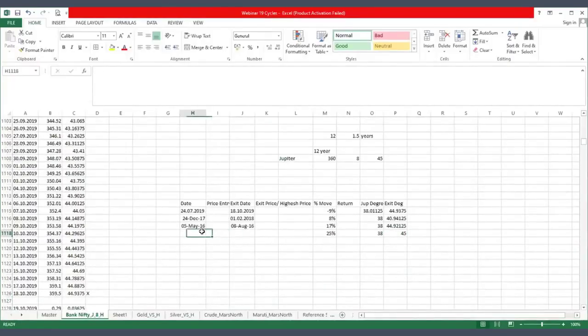Okay, so what has happened here? This cycle is from 9th of October 2014, and it went till 2nd or 3rd of January 2015. Now, are you able to see some pattern?